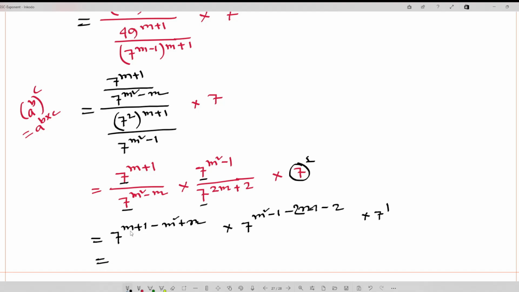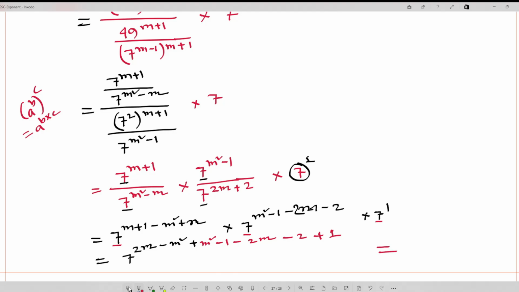Now look, here 7 to the power m plus m will become 2m minus m square plus 1, and all the bases are the same, so the powers will be added in multiplication. So here is m square minus 1 minus 2m minus 2 and plus 1.